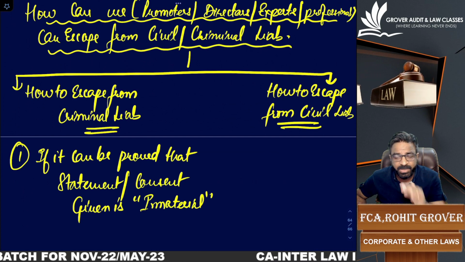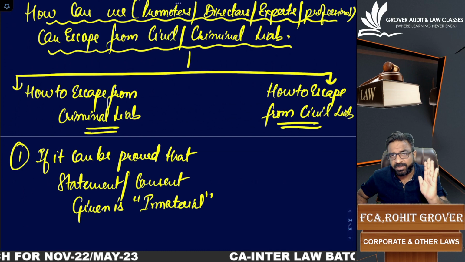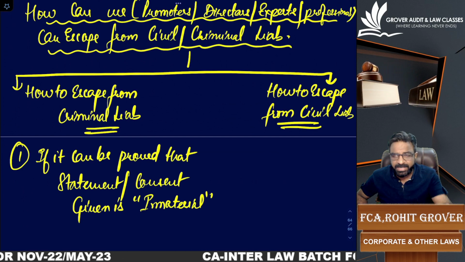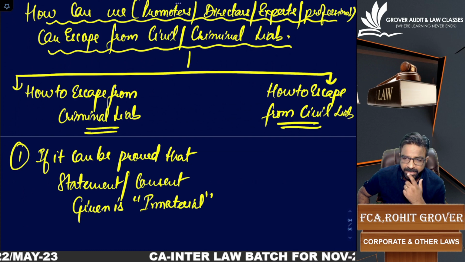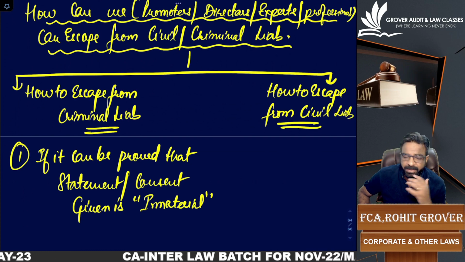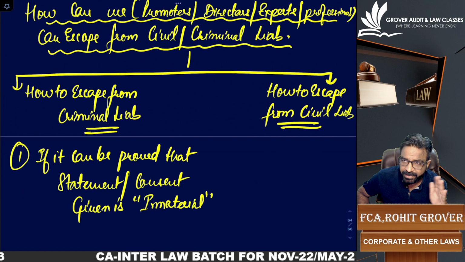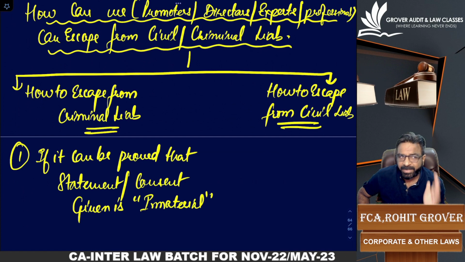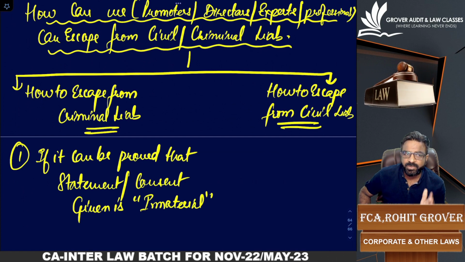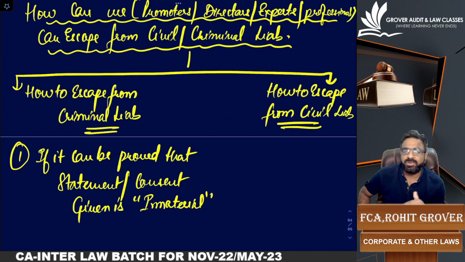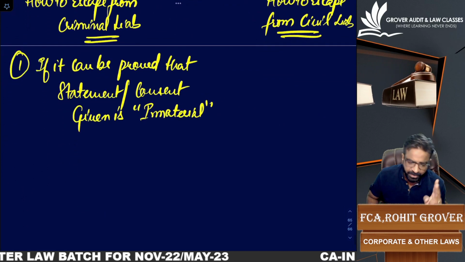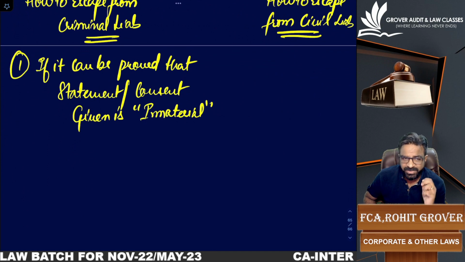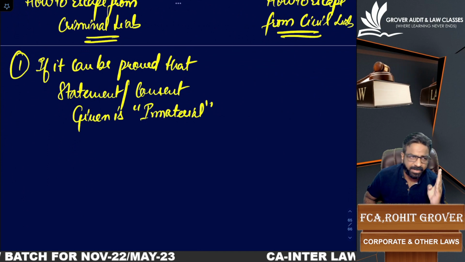Material in nature. But if you are able to prove in the court of law that my consent was immaterial in nature, then in that case, will you be held liable for the penalty? Or you will not be held liable for the penalty? You will not be held liable for the penalty. This is what we mean by how to escape from the criminal and how to escape from the civil liability. So what is the first point? If you can prove in the court of law that your statement of consent was immaterial in nature, no penalty will be imposed on you.